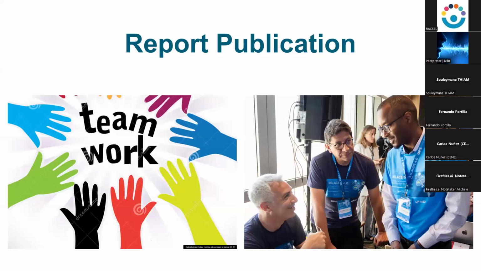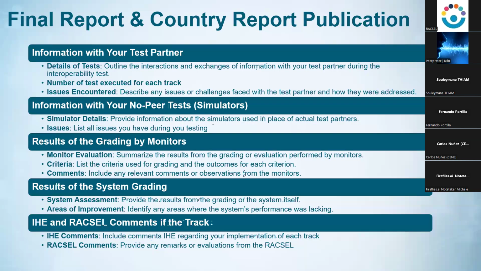So now the report publication. What happens after the event? After the event, we'll provide 2 reports. The global report, with all tests: how many tests did we execute for each track, what did we achieve, what was good, what was wrong, and so on. So this is the global status. And also each country will receive its own report.